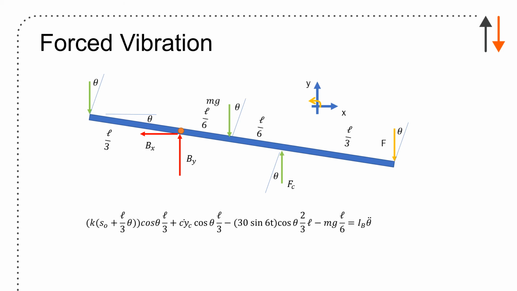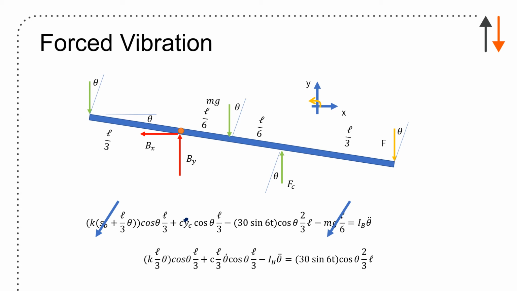So if I do that, I put in all the terms. I have spring force, which is just going to be S naught plus the displacement, cos theta L over 3. This is not a really good term, but that's c y dot C, cos theta L over 3. And then I have 32 sine 6t cos theta 2/3 L, which is the forcing function over the distance, mg L over 6, IB theta double dot. So I'm going to get rid of the static equilibrium term, which is what I typically do. And this is the standard approach taken in the textbook.